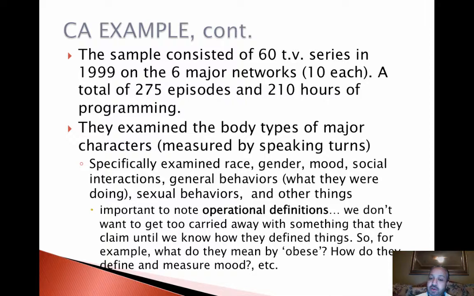And you have to note the operational definition. Remember we talked about that? How do you define a certain concept? How are you going to measure a particular concept? That's important to know. Because some people don't realize there have been all these studies of obesity, right?